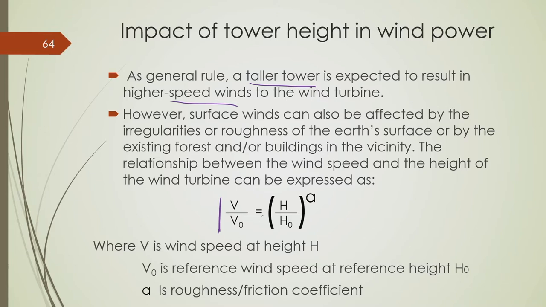So, the relationship between this tower height and this wind velocity is given over here. You can see it is proportional to h to the power of some constant, that is called the roughness or friction coefficient. So, wind speed typically varies proportional to h to the power a, where a is the roughness or friction coefficient. If you make a taller tower, you will obviously get a higher wind speed. Therefore, you will have more power available at that particular wind speed.